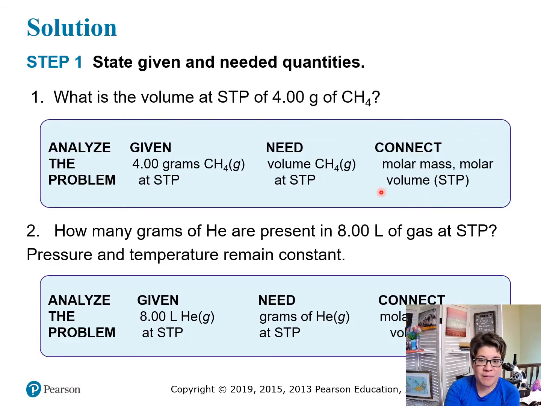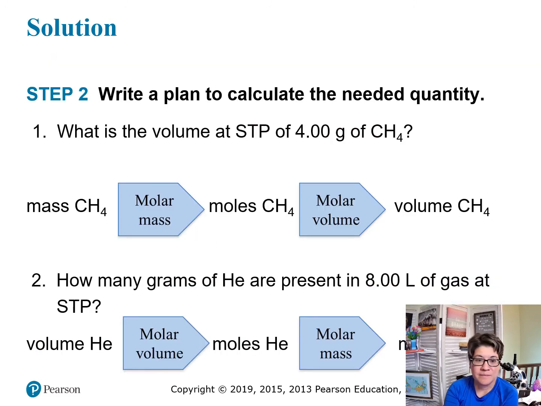Here is how you set up the first two. So you've got your grams of methane, and you've got your liters of helium. For the first one, you're going to go from mass to moles to volume. And for the second one, you'll go from volume to moles to mass.